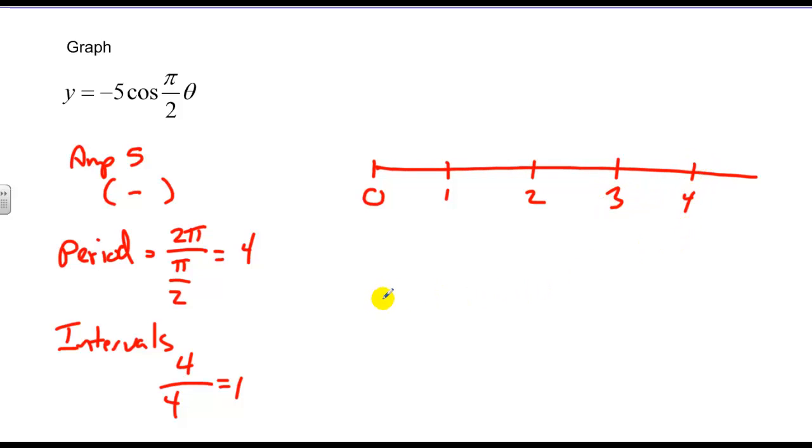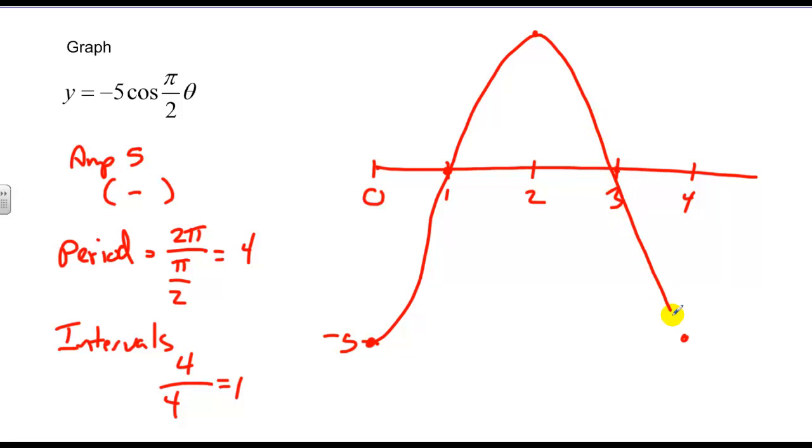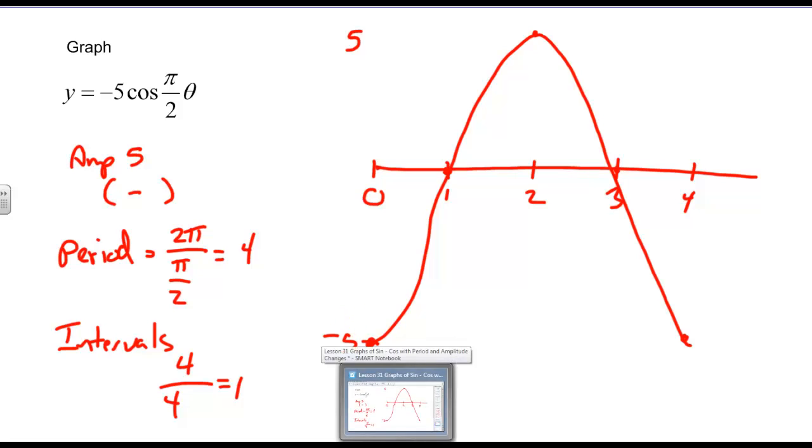And then I'm going to graph a cosine function, which normally starts at 1, but will now start at -5, because I'm doing a y multiplier of -5. Then I would go to 0 from there, up, back to 0, and down. And there's my graph. Once again, traveling from 5 to -5 on an amplitude.